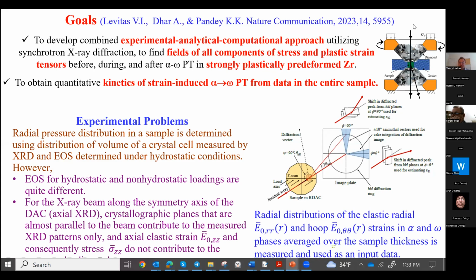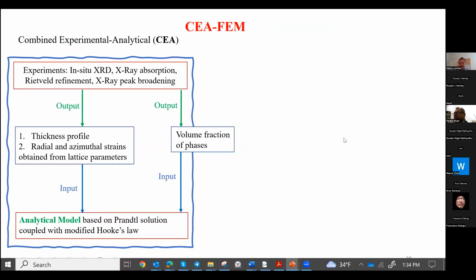And second, because we use axial diffraction, only crystallographic planes that are almost parallel to the beam contribute to X-ray patterns, and axial strain and stresses don't contribute. And this causes significant error. That is why we don't use the equation of state, and we measure in the experiment the distribution of radial and hoop elastic strain and use this as input.